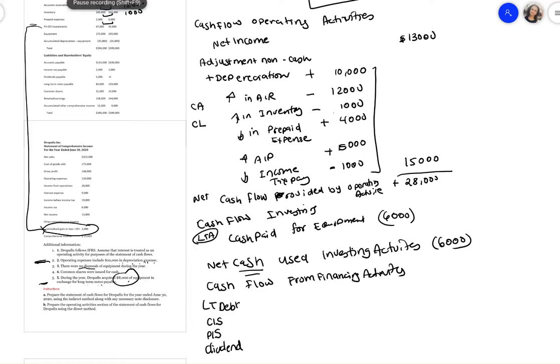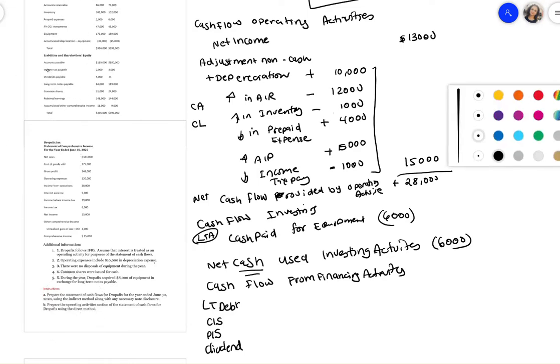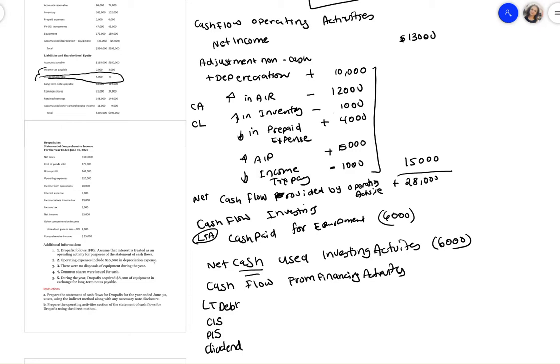So if they don't give us the dividends, what we need to do is adjust for those dividends. We needed to see what the dividends are, but we know that there's a dividend payable sitting there. So if dividend payable is there, we have to have some kind of dividend. If they don't give you the dividend in the question, you look at your retained earnings. Retained earnings, we started with 144,000. We know we're going to end up with 148,000.